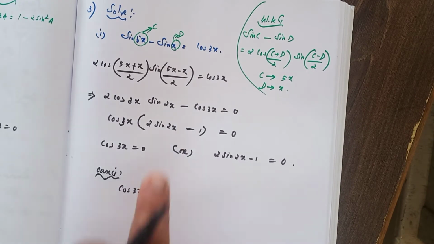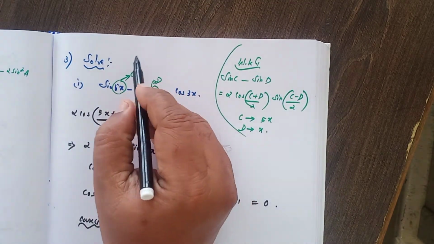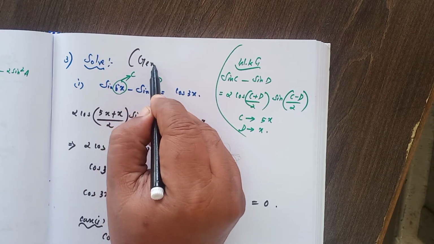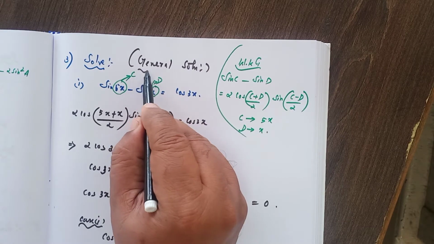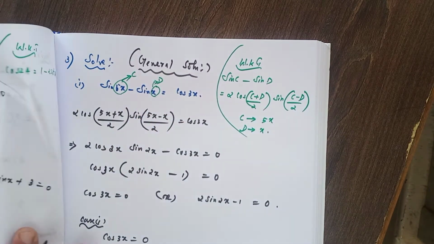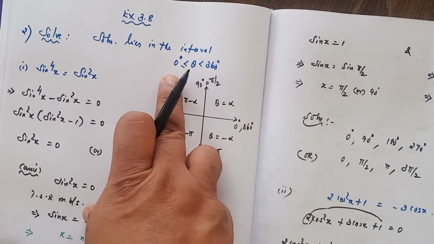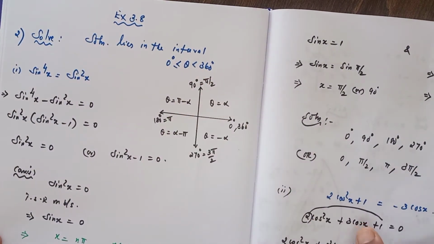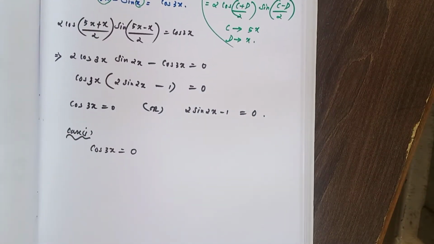Here you are not given any interval in that question. So you have to write the general solution. Remember, for all the problems you have to write the general solution. In the previous problem you were given the interval 0 to 360 degrees. Do you remember? Here if you are not given one, you have to write the general solution for all the problems.